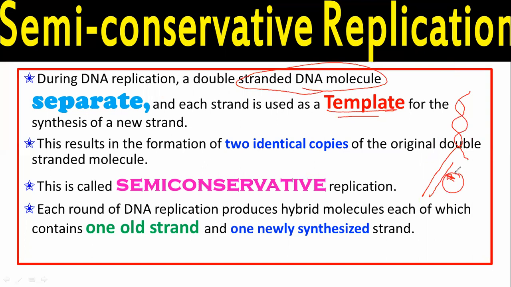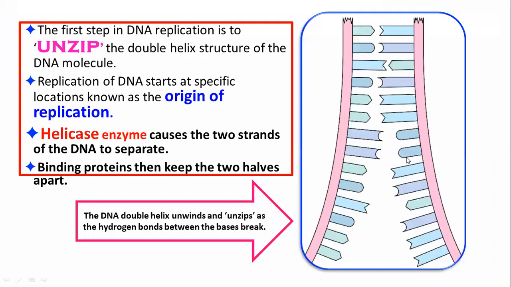This one will be called a newly synthesized DNA strand. So we can say the old one and the new one. This is called semi-conservative replication. So what is this? Look here. I'm talking about the unzipping first. Can you see that the first step in DNA replication is the unzipping?